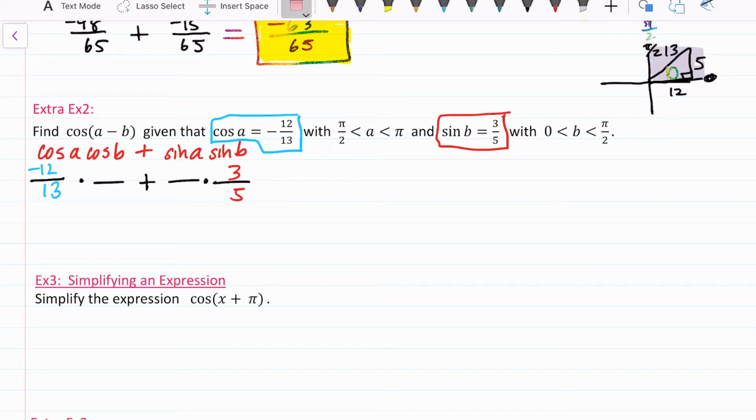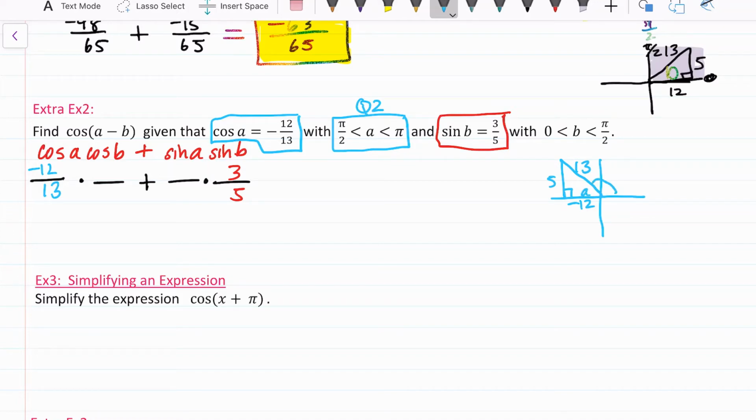Okay, so let me go ahead and do A. A is from pi over 2 to pi, I should say. This is in quadrant 2. So for A, we're in quadrant 2, and we have negative 12/13. If you do Pythagorean theorem, that makes that 5, and it's positive 5.